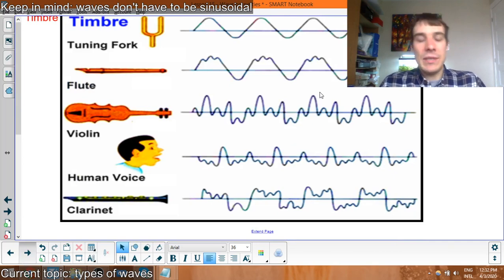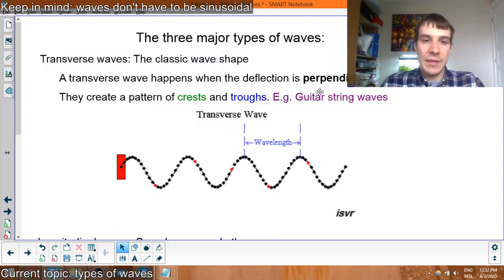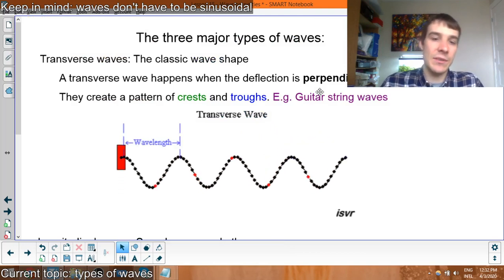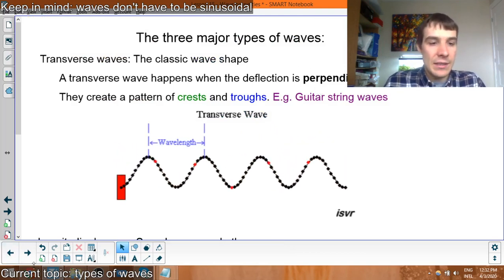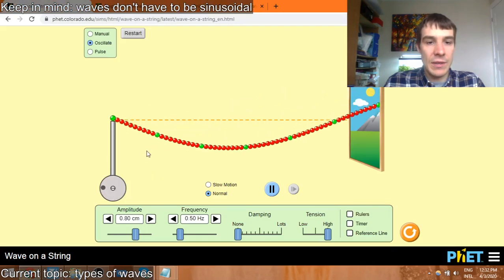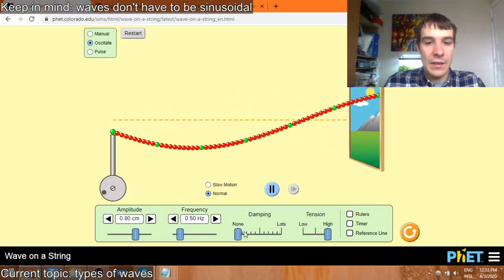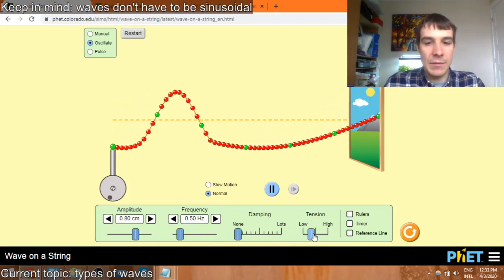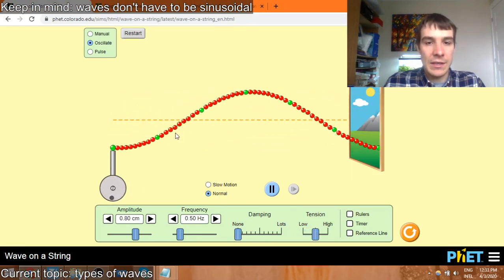Next, we're going to get into different types of waves. There are three major types of waves. The first one is the classic transverse wave. This applet is showing a transverse wave. If I slow down the tension, you'll see a nice, medium speed. Here we go. You'll see a nice transverse wave there.